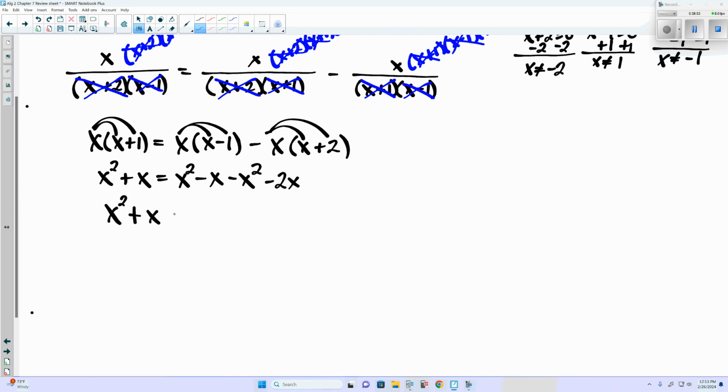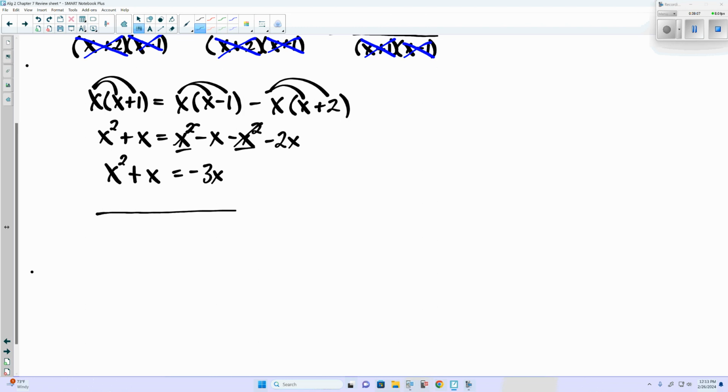Now, even though we do have an x squared, we do want to combine like terms before we move everything to one side. Well, x squared minus x squared is 0. Negative x minus 2x is negative 3x. Now we still have an x squared term, so we need to get it equal to 0. So we can add 3x to both sides. Minus x squared plus 4x is equal to 0.